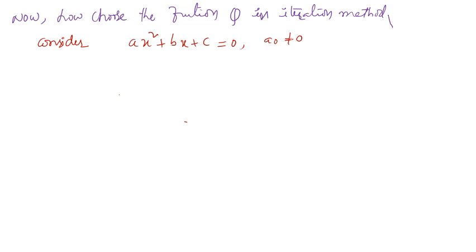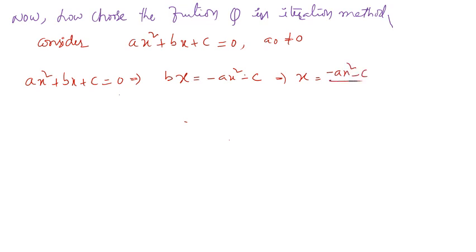And here how many types of functions can I write from this ax square plus bx plus c. See, ax square plus bx plus c equal to 0 implies, let me write first, bx equal to minus ax square minus c, and x equals minus ax square minus c over b. This is one function. And from this I can write xk plus 1 equals minus axk square minus c by b. This is one choice.